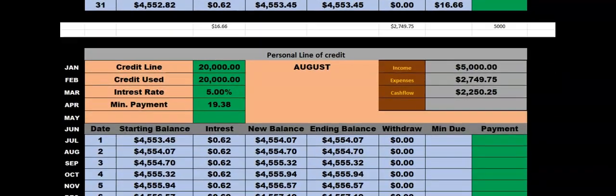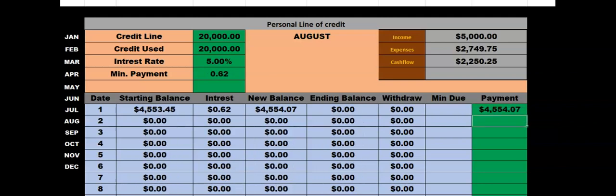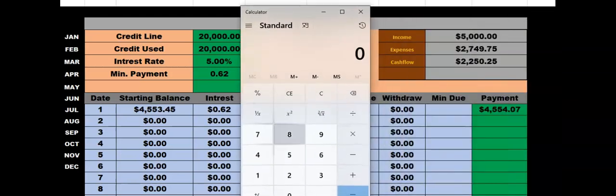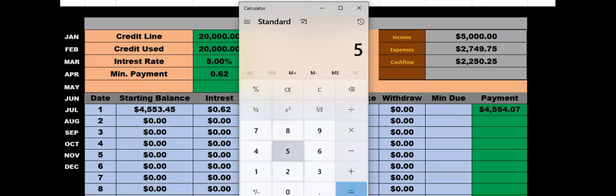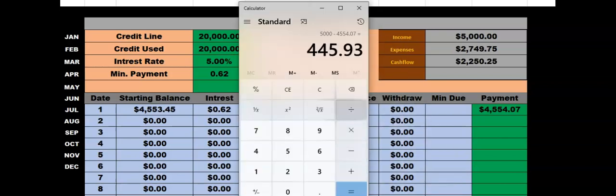Now in August, we have an income of $5,000. We can't stick the whole $5,000 into the line of credit. So the most we can put in here is $4,554.07. Now we had $5,000 income. So if we take the $5,000 and subtract $4,554.07, we have $445.93 left.